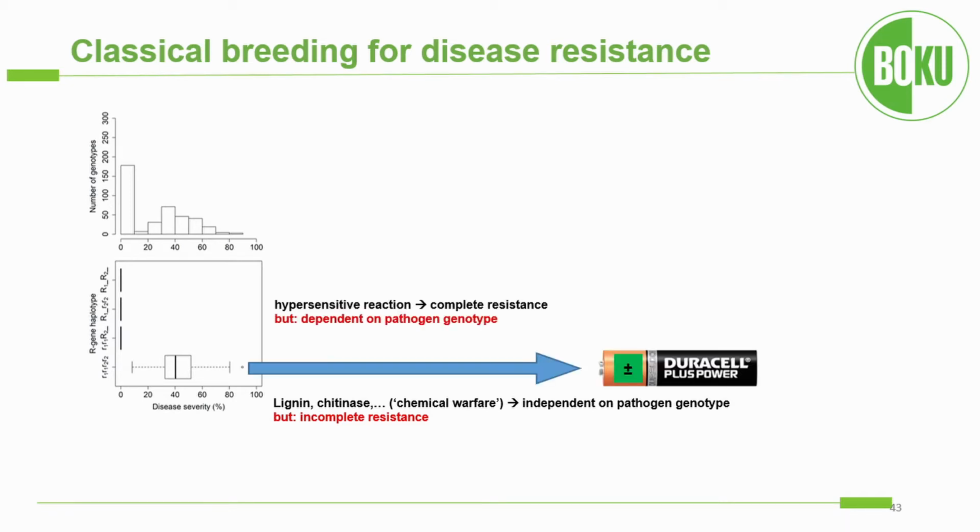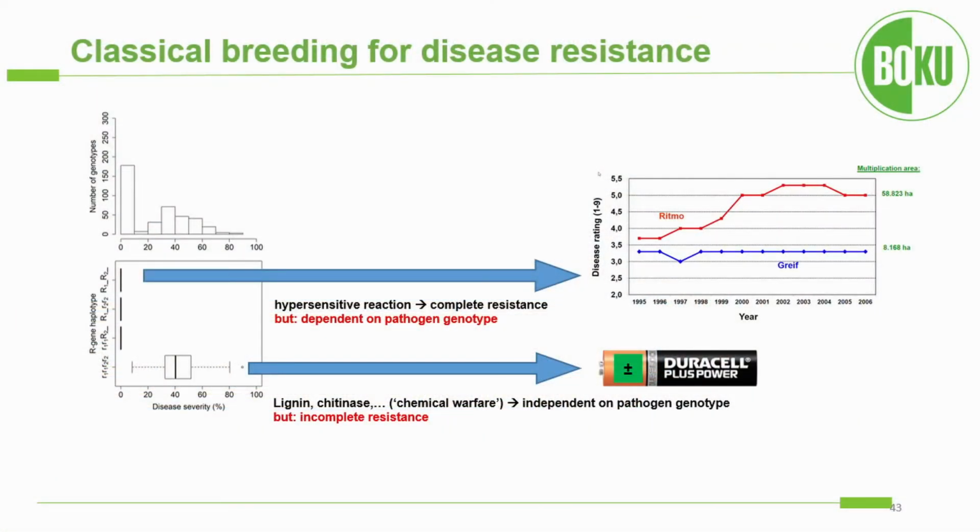On the other hand, the hypersensitive reaction confers a complete resistance, so the farmer, for example, does not have to spray any fungicides if he wants a really clean field, but it's highly dependent on the pathogen genotype. So quite often what breeders or farmers have seen in the past is that if a genotype was really resistant in the beginning and its growing area then increased over the years, it also became more susceptible over the years because the pathogen population adapted.